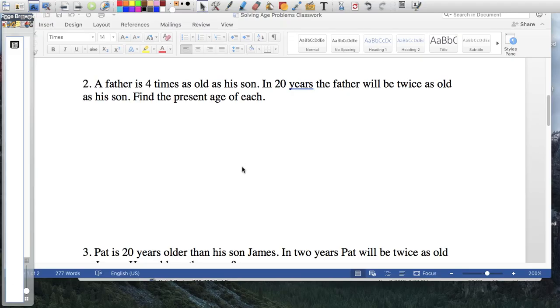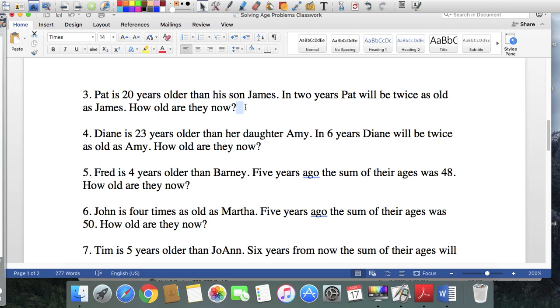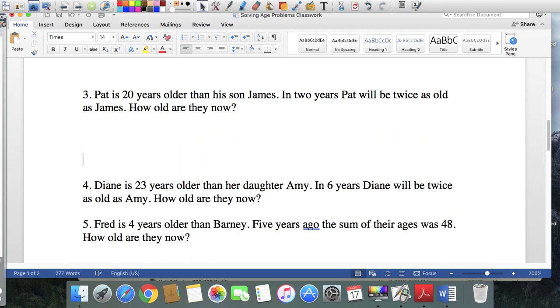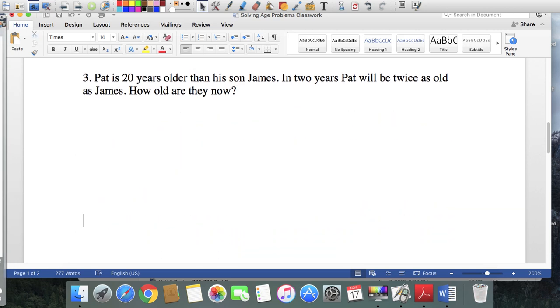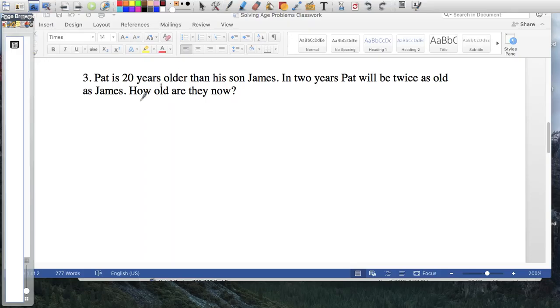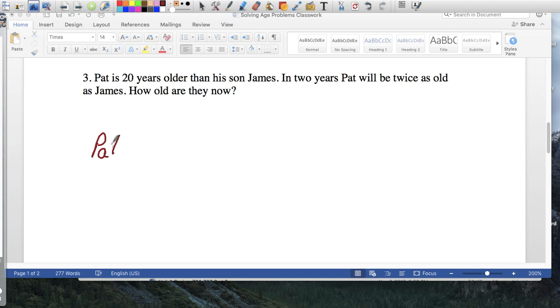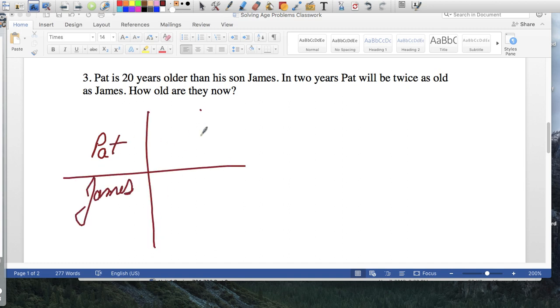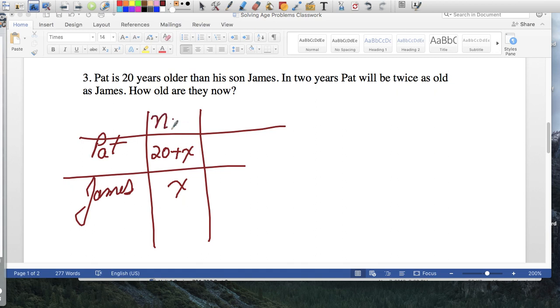Now, once you get the hang of these and how to set them up, they become relatively simple to do. I think it's just the beginning. Finding a way to set up the problem is the issue. So we have Pat, we have James. Pat is 20 years older, so I don't know anything about James, so I'm going to call him x. But I know that Pat is 20 plus x, right? Because she's 20 years older.